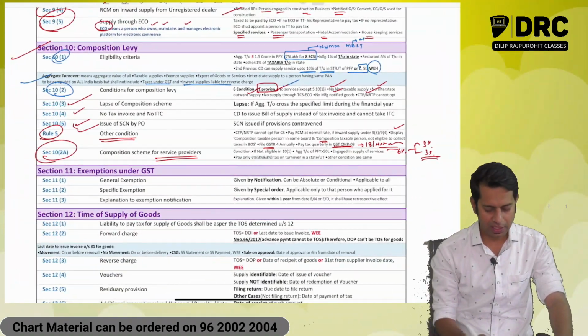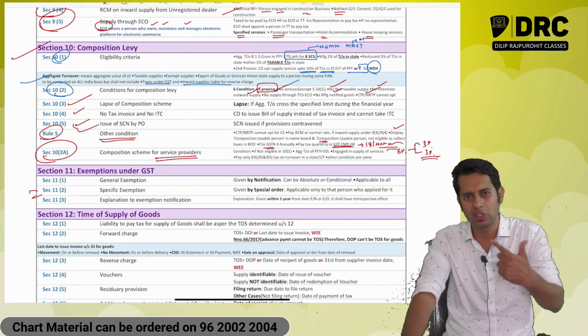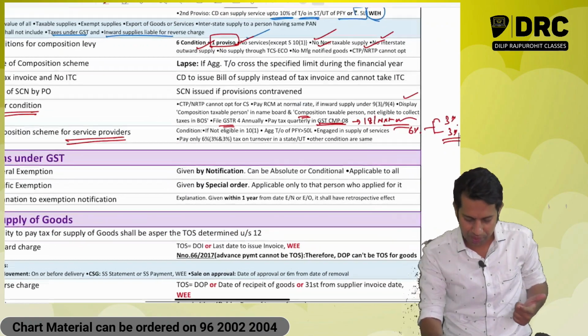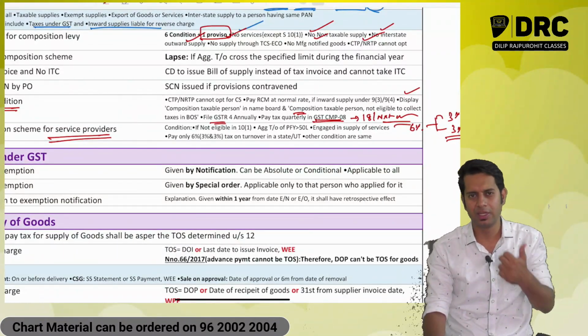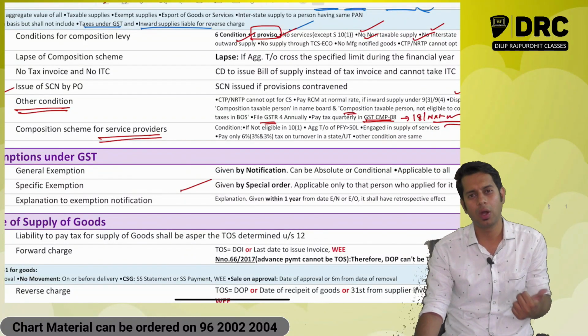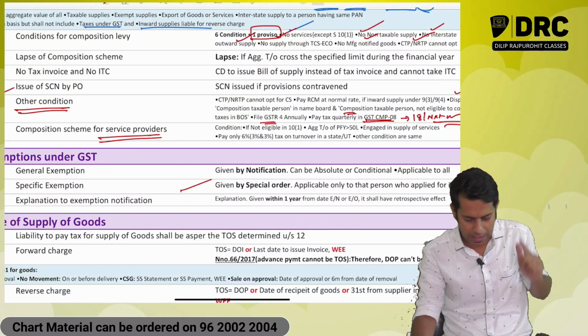Section 10. Section 11 talks about exemption. Section 11 subsection 1: general exemptions. They are issued by way of notification. They can be absolute or conditional, and it will be applicable to everyone. Section 11 subsection 2: special exemptions. They are given by way of special order. They will be applicable only to the person who is seeking it.